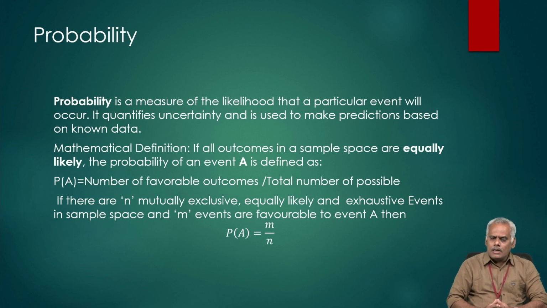Since m and n are positive numbers, the ratio is positive. And since the favorable events are less than or equal to the exhaustive events, the ratio is less than or equal to 1. So the probability of any event is greater than or equal to 0 and less than or equal to 1, that is inclusive, equal to 0 and equal to 1.